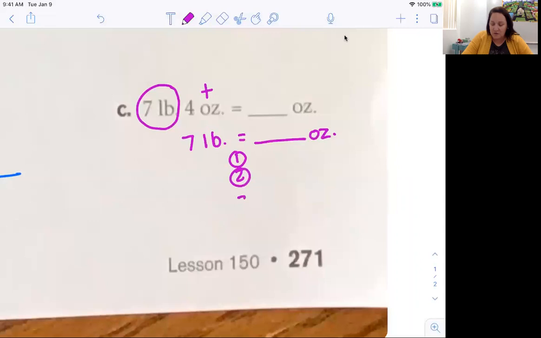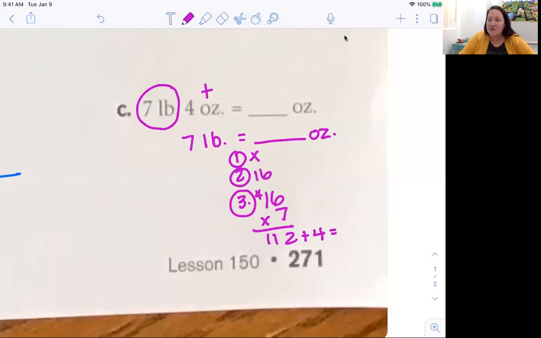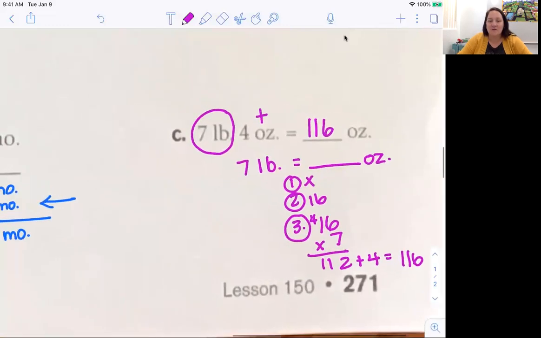1, 2, 3. I'm going from pounds to ounces. I multiply. How many ounces in a pound? 16. So we're going to multiply what we have by what we need. 7 times 16, or we can do 16 times 7. 6 times 7 is 42. 7 times 1 is 7, plus 4 is 11. Plus our 4, don't forget the 4, equals how many total? 116. 116 ounces. That's a lot of ounces.